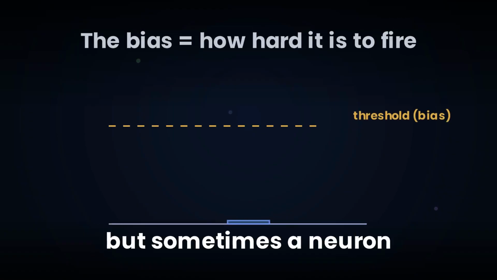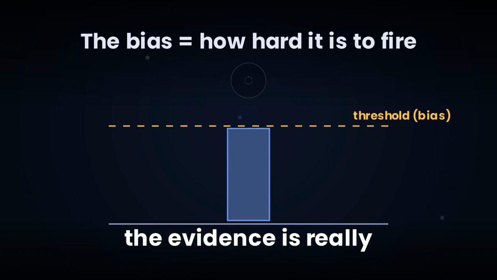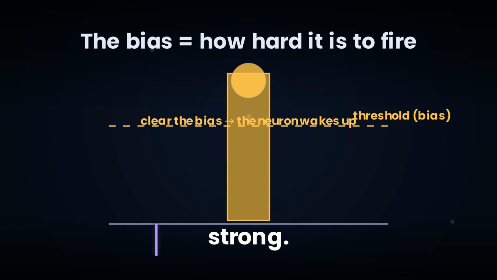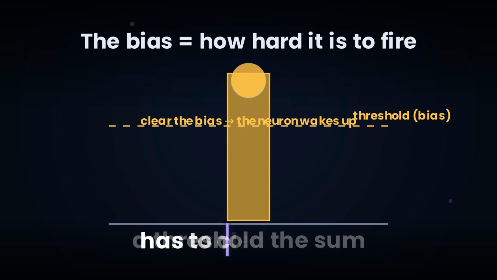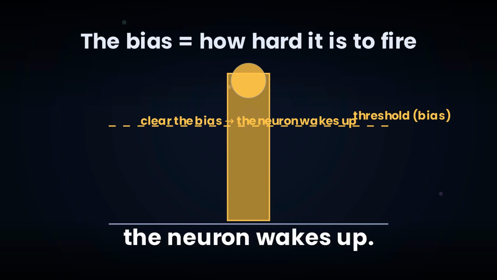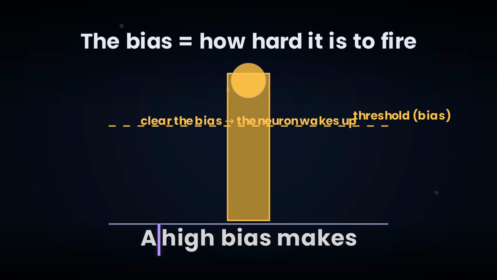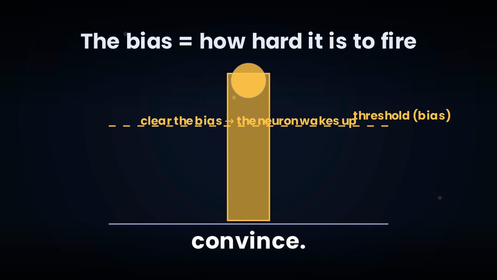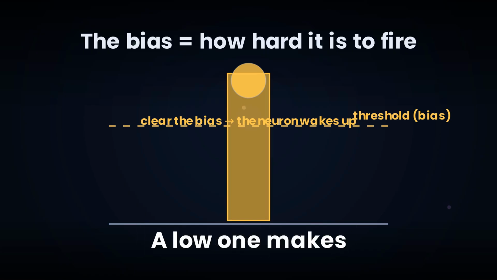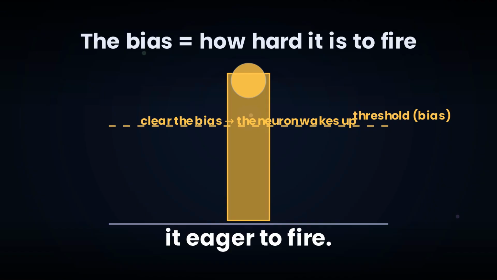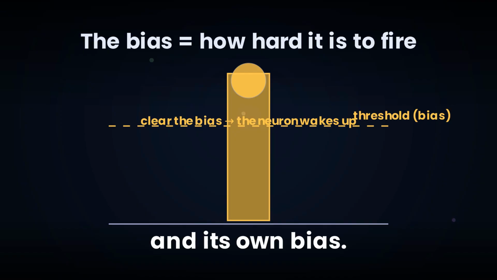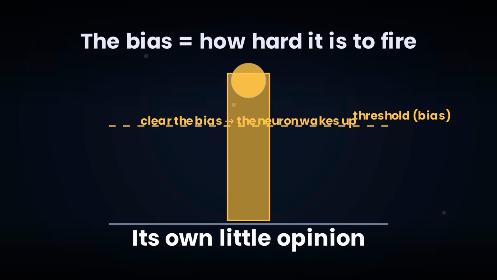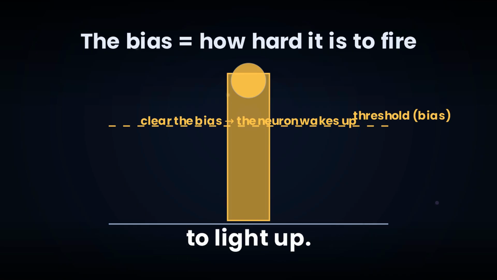But sometimes a neuron should stay quiet unless the evidence is really strong. So we add one more number. A bias. Think of it as a threshold the sum has to clear before the neuron wakes up. A high bias makes a neuron hard to convince. Skeptical. A low one makes it eager to fire. So now every neuron has its own weights and its own bias. Its own little opinion about what it takes to light up.